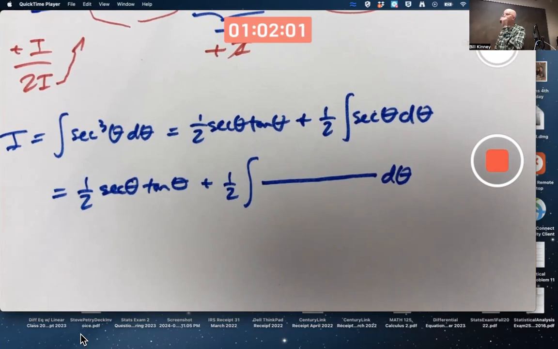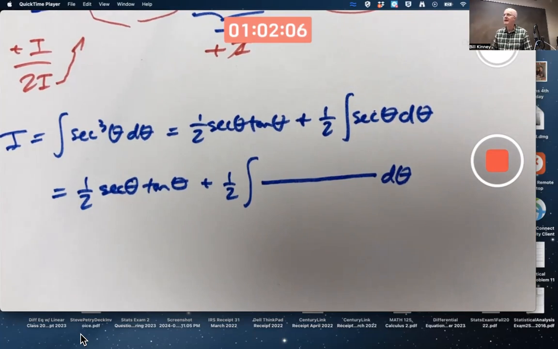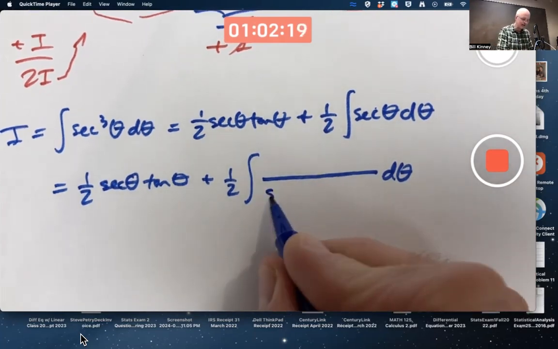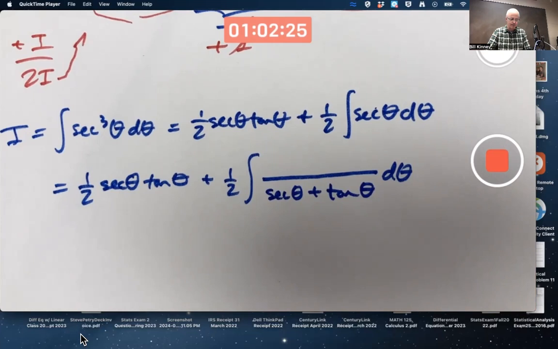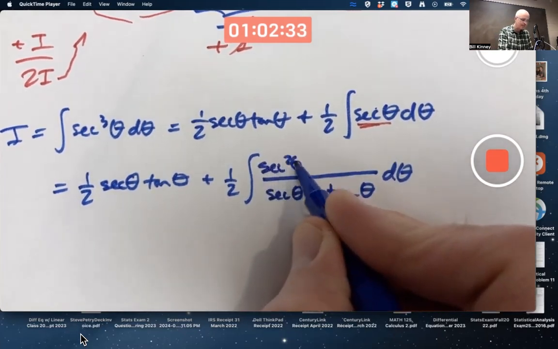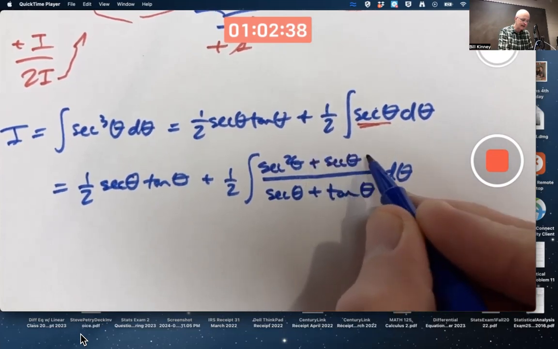What disguised form of 1 am I going to multiply secant theta by? You ready? This fraction is going to be secant theta plus tangent theta divided by secant theta plus tangent theta. So that'll be on the bottom, secant theta plus tangent theta. What's on the top? I don't want to forget multiplying that by secant theta. Secant theta times secant theta is secant squared theta. Secant theta times tangent theta is, well, just what I said, secant theta times tangent theta.